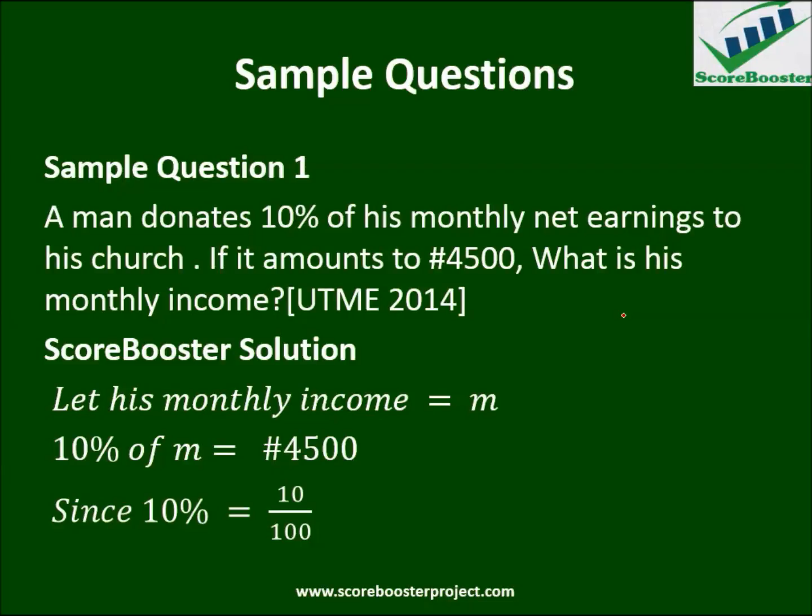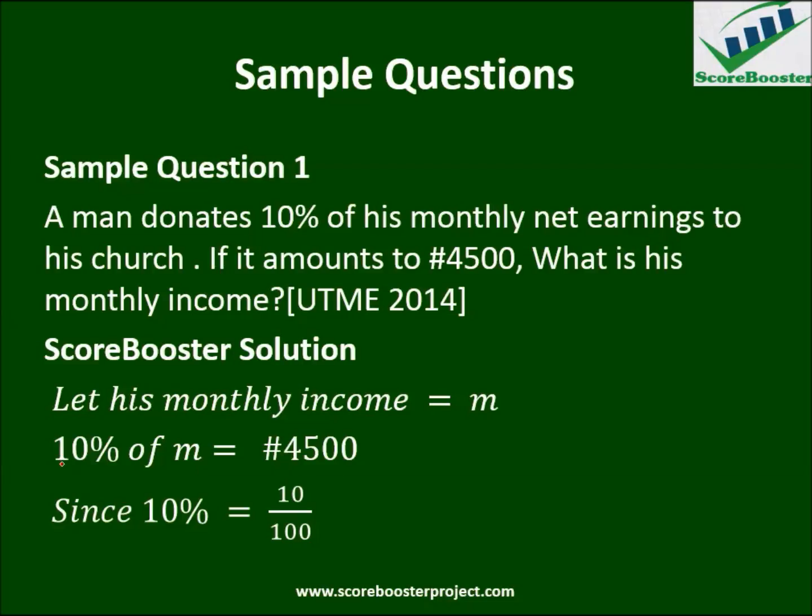So the ScoreBooster solution is now: 10% of his monthly net earnings was donated to church, and 10% of his monthly income amounts to 4,500 naira. We are required to calculate his monthly income. Since the monthly income is unknown, let's represent it with M. So let his monthly income be M. Then 10% of M is equal to 4,500 naira.